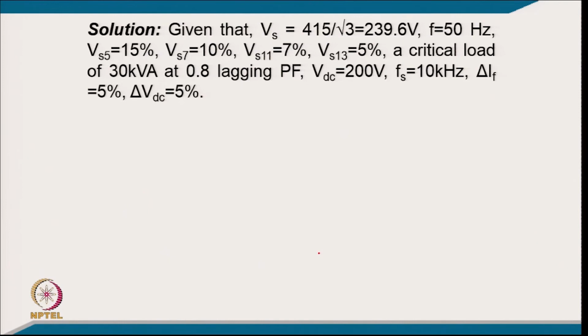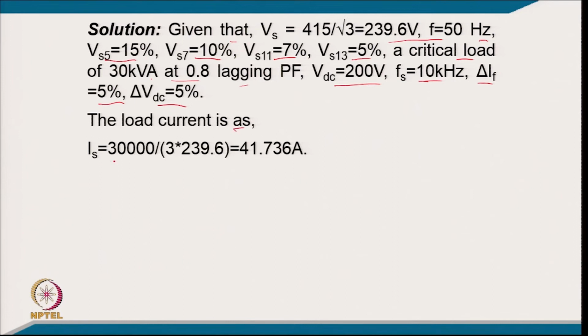So, coming to the solution part, given that the base voltage equals 415 by root 3 and 50 Hz, 5th harmonic 15%, 7th harmonic 10%, 11th harmonic 7%, 13th 5%, a critical load of 30 kVA at 0.8 lagging power factor, DC link voltage 200, switching frequency 10 kHz, ripple current 5% and DC link voltage ripple 5%. The load current is calculated from the kVA, so it comes to 41.736 ampere, and the ripple current of 5% is 2.087 ampere.